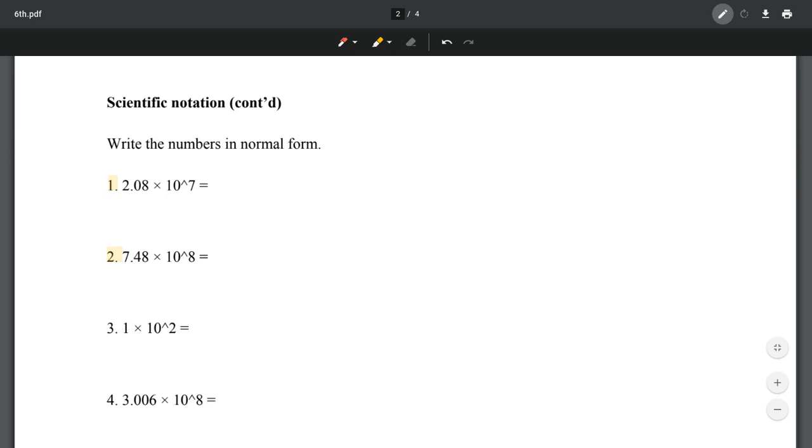This time, we're going to write the numbers in normal form. So how do we do that? Well, remember when we had a huge number, how do we write it in scientific notation? We move the decimal point to the left. But now, since we're going the opposite way, we're going to move it to the right.